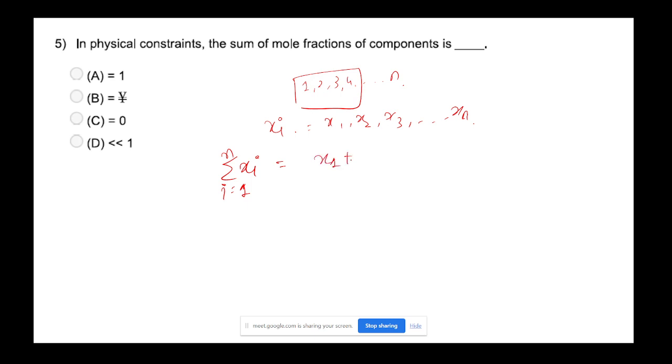X1 plus, now this will be the number of moles. So if I want to convert into mole fraction, what will be done? What will be the mole fraction? It will be nothing but x1 by x1 plus x2, which is moles of that component divided by total number of moles.